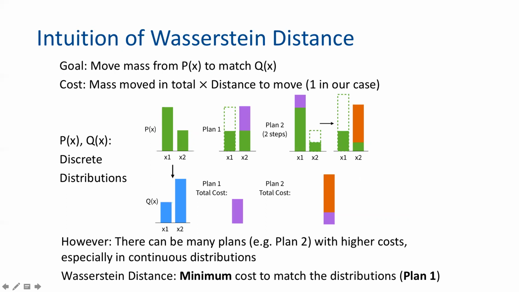So on the right here, there are two plans. One plan here is to move this chunk over to here. So it's shown here, move this part to there, which will produce the QX. And the total cost of that is that you've got to move the purple region.